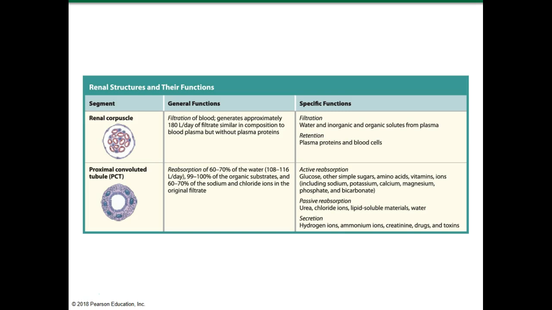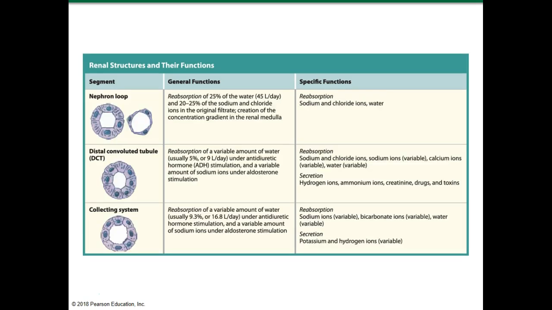But we do put some things into it at this point, the proximal convoluted tubule. So we're secreting hydrogen ions, ammonium ions, creatinine, drugs, and toxins. And that's at that proximal convoluted tubule.